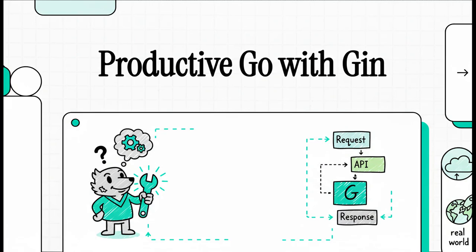Hey everyone, and welcome. Today, we are diving deep into the world of Go and one of its superstar web frameworks, Gin. We're going to follow a developer's journey, from that initial moment of choosing your tools to building an API from scratch, and finally getting it ready for the real world. All right, let's get into it.